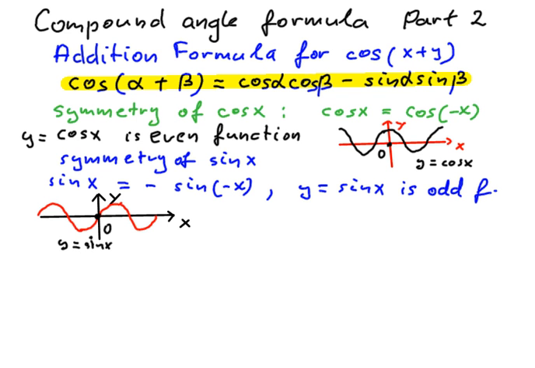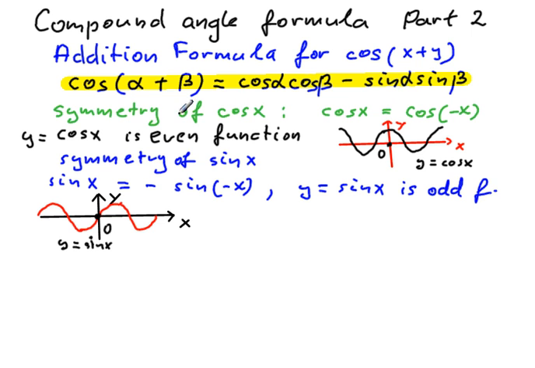All right, compound angle formula part 2. So now we're going to talk about the addition formula for cosine. Just to grab your attention, cosine alpha minus beta from part 1 was equivalent to the product cos alpha cos beta plus sine alpha sine beta.